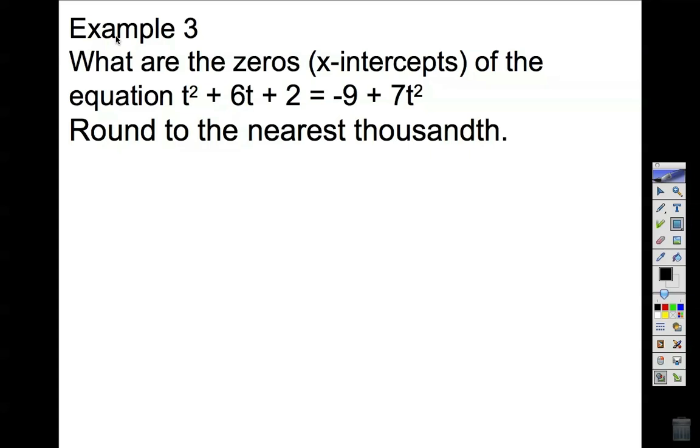All right, I'm going to do some work. I'm going to tell you where to start using the calculator, but I will continue the work, and then I'm going to use a calculator and tell you the final answer afterwards. So in this example, we want all our terms to be on one side of the equal sign.